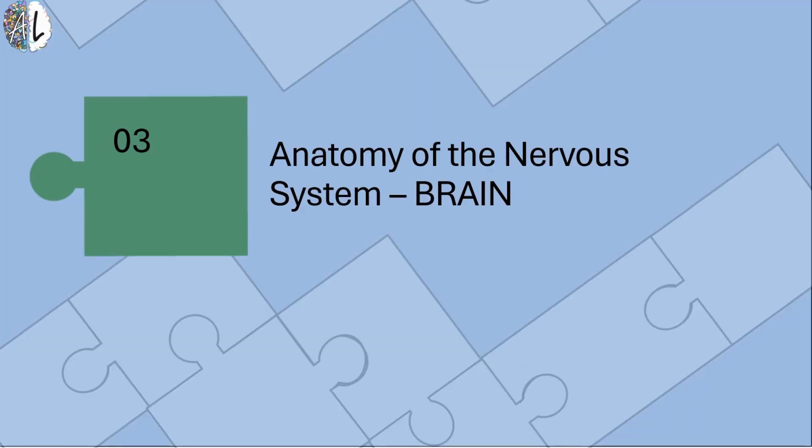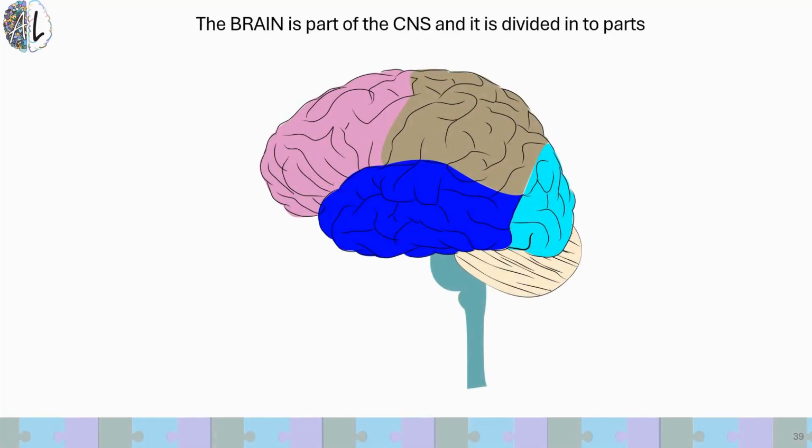Next up, let's take a look at the basic anatomy of the brain. Again, I'm going to keep it high level here, but I want to point out some of the different sections of the brain. The brain is part of the central nervous system, and it has its own subparts.